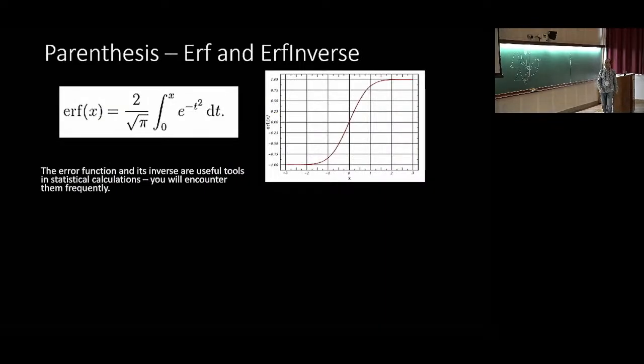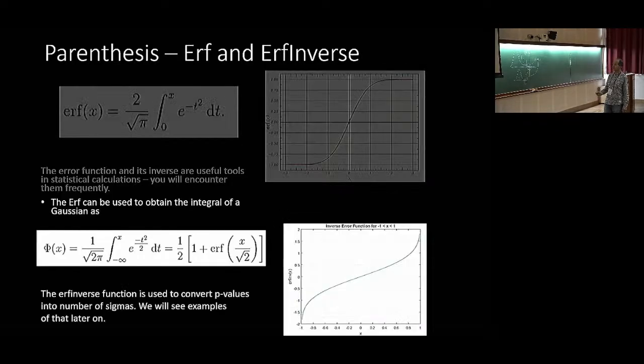One intermezzo. I used the Earth inverse function to get a z value from a p value. The Earth function is the integral of a Gaussian, and it's defined as this, and you see it plotted here. It's often encountered in this kind of problems. When you have a Gaussian, you often have to integrate it, and it's not analytic, but you get the expression. You have code that computes it in the macros that I provided. And the Earth inverse function is the one that we use to convert the p-value to a z-value, and it is this function.